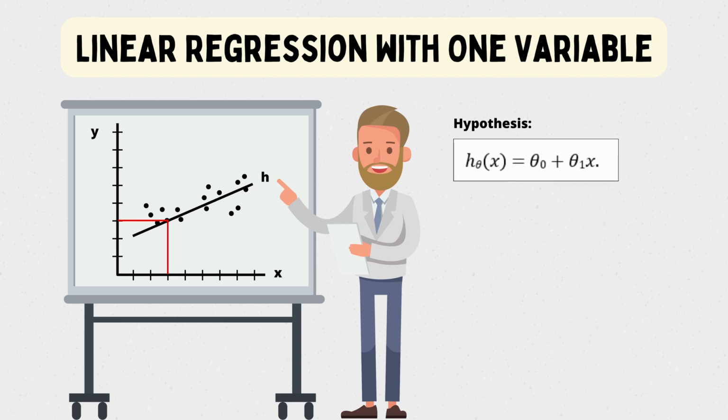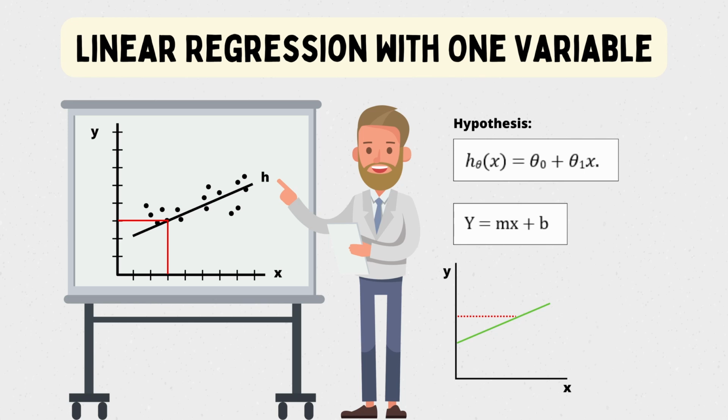This might remind you of the following classical formula. In both equations, y or h of x is our prediction. X is the input variable or feature. Theta 0 or b represents the y-intercept, the value when x is 0. And theta 1 or m is the slope coefficient, indicating how y changes for a unit change in x. During training of the learning algorithm, our goal is to find good values for the parameters theta to make accurate predictions. How this is done will be explained later on.